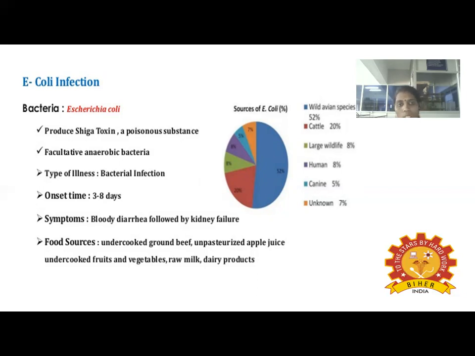The food sources are undercooked ground beef, unpasteurized apple juice, undercooked fruits and vegetables, raw milk, and dairy products. Because of these food sources, this disease will come to the human being.